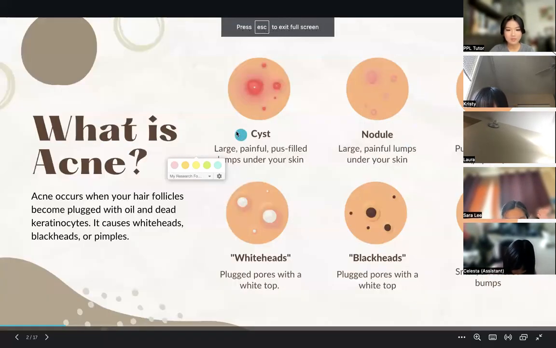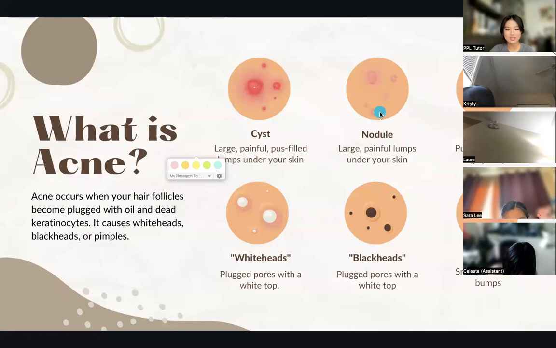All right, so there are six types of acne. We have our cysts, which are these large, painful, pus-filled lumps underneath your skin. So these are the most difficult to treat, period. They tend to stick around for months, and they're very, very difficult to treat without oral medications or without steroid injections. These are very, very large and painful, as you can see here in the picture.